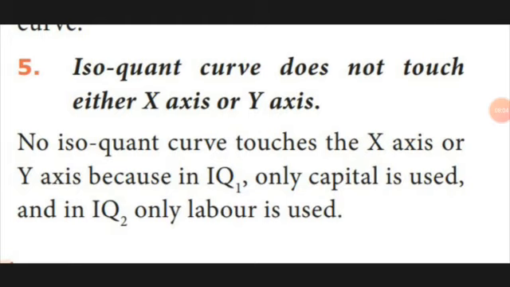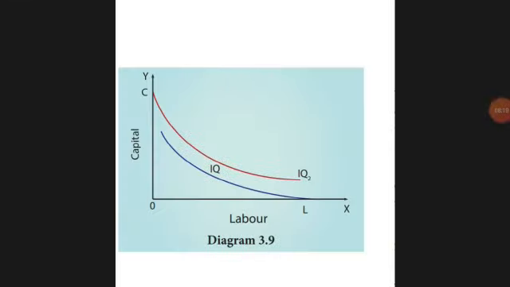Next, the isoquant curve does not touch either the x or y axis. It should not touch the x axis or y axis, because we are using only two variables. So they should be independent of each other.